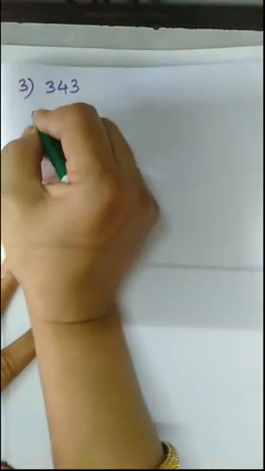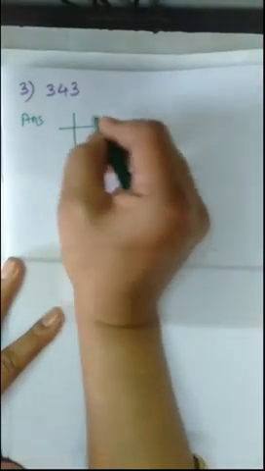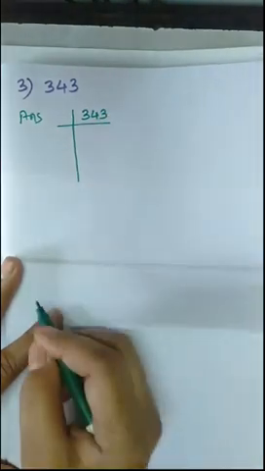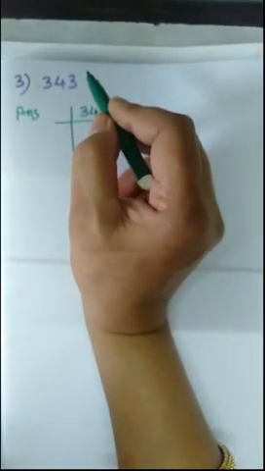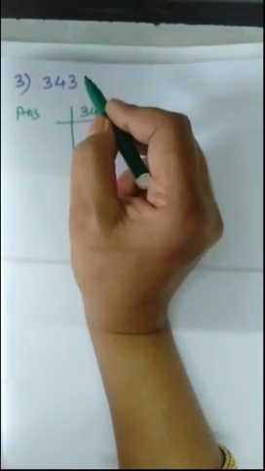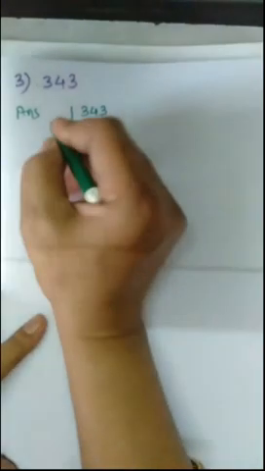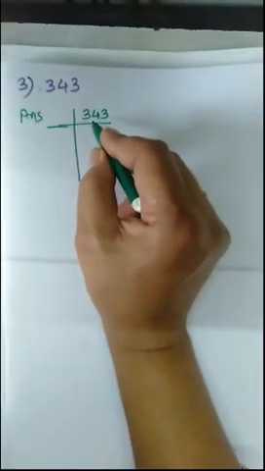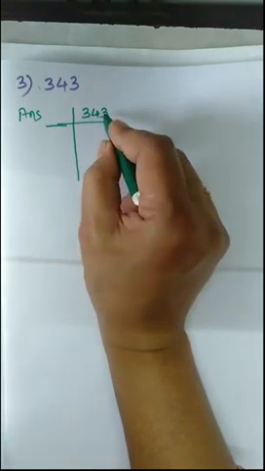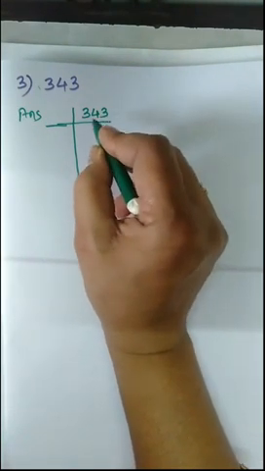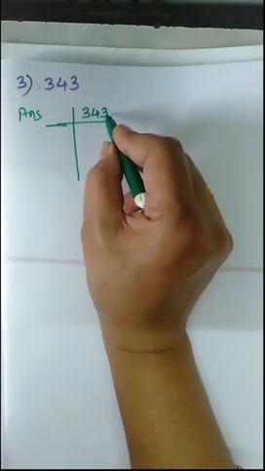Next is 343. So it is not an even number, therefore it is not divisible by any even number, for example 2, 4, 6, 8, 10, 12, etc. So start from 3. Check whether it is divisible by 3 or not. 4 plus 3 is 7, plus 3 is 10. So it is not divisible by 3. So 5, again it is not divisible by 5 because the last digit is not 0 or 5.